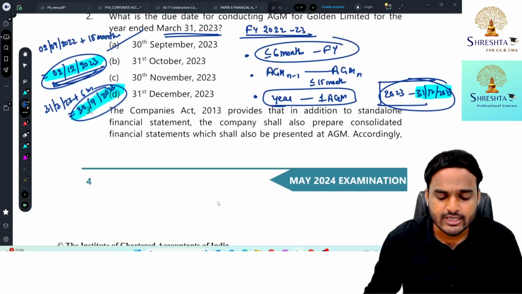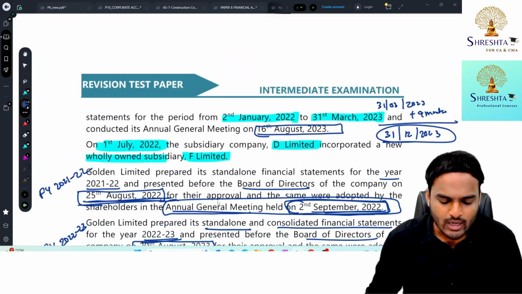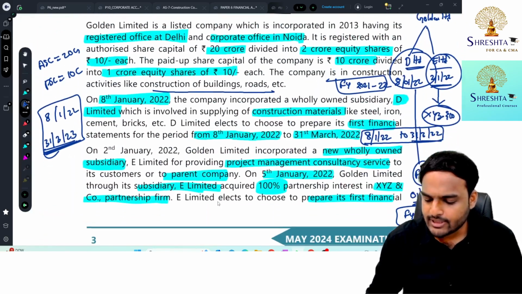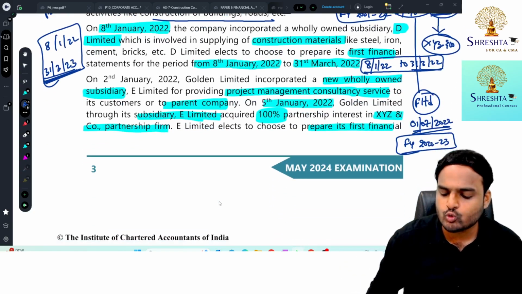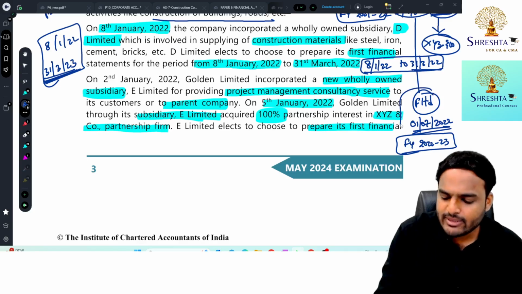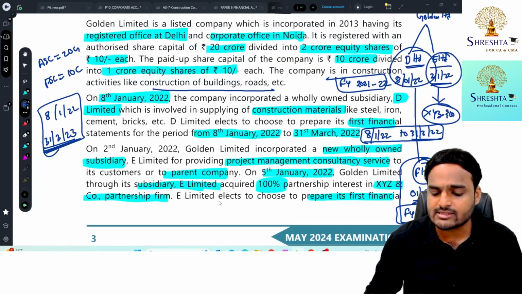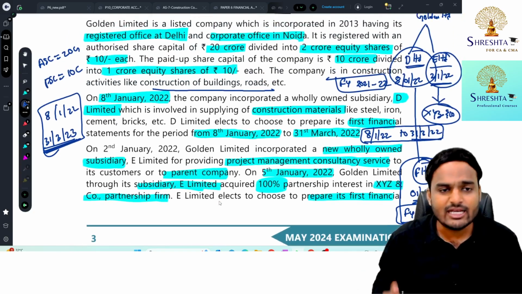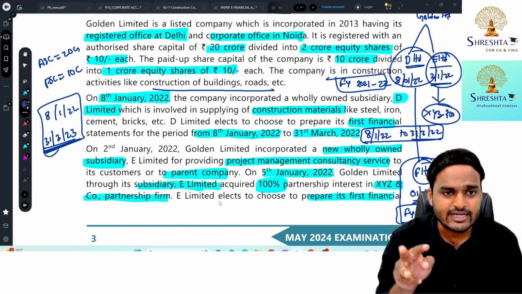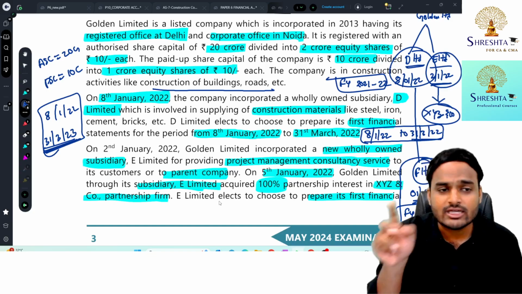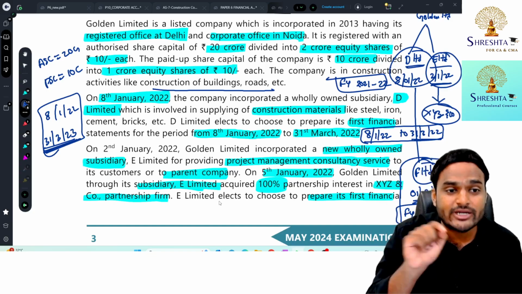If you observe the case scenario carefully, only one company, F Limited, was incorporated in the financial year 22-23. The remaining companies, D Limited, E Limited, and partnership interest in XYZ and Co., all these three interests Golden Limited got in the financial year 21-22.